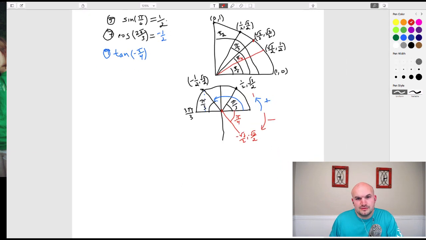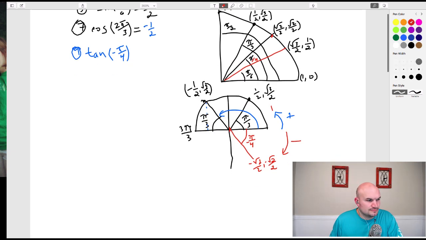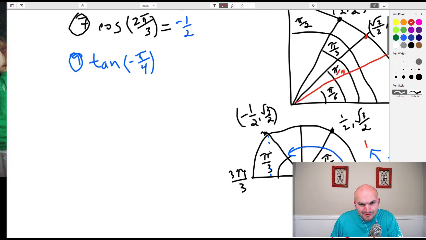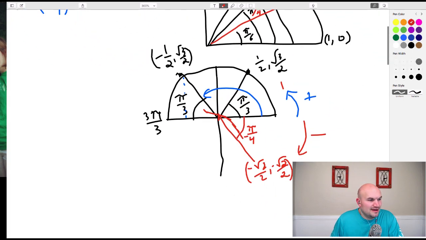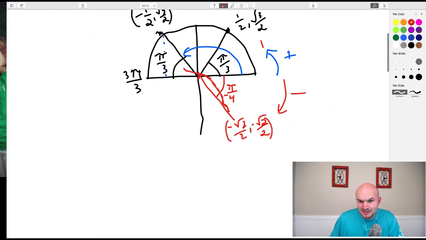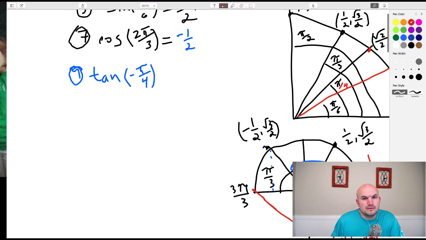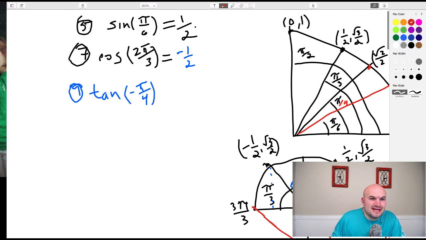Here, let me zoom in for you. That looks much better. I think that's a little bit easier for you guys to read. So it's going to be negative square root of 2 over 2, comma, negative square root of 2 over 2, and therefore the tangent is just going to equal a positive 1. So therefore, the tangent of negative pi over 4 is just going to equal positive 1.